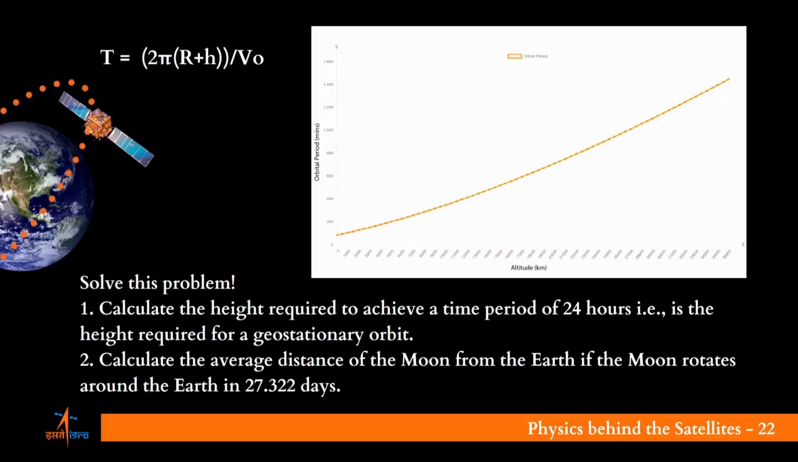Now solve these problems using this graph. Calculate the height required to achieve a time period of 24 hours, which means the height required for a geostationary orbit. Calculate the average distance of the moon from the earth if the moon rotates around the earth in 27.322 days. These are exercises for you.